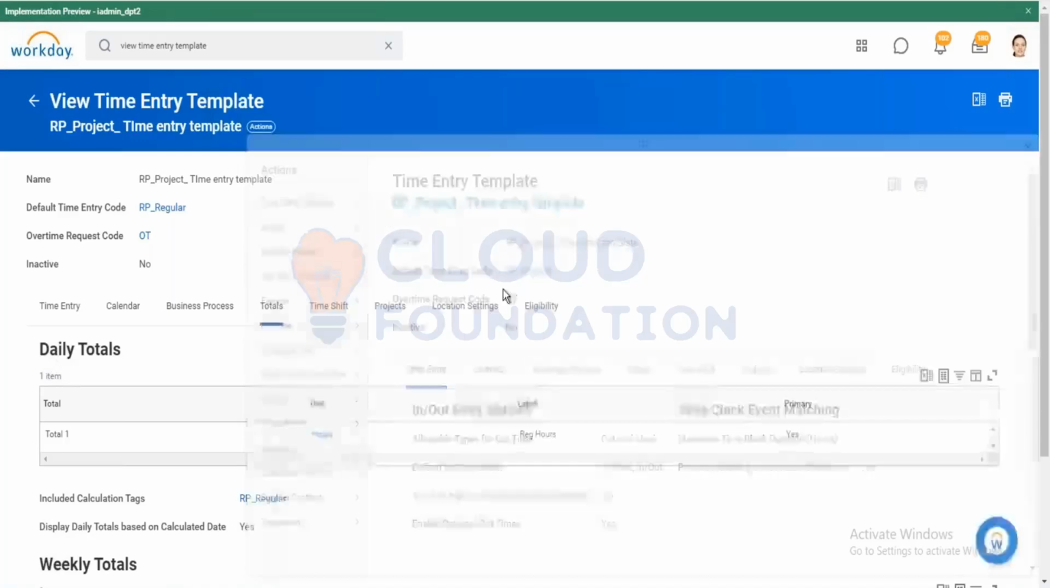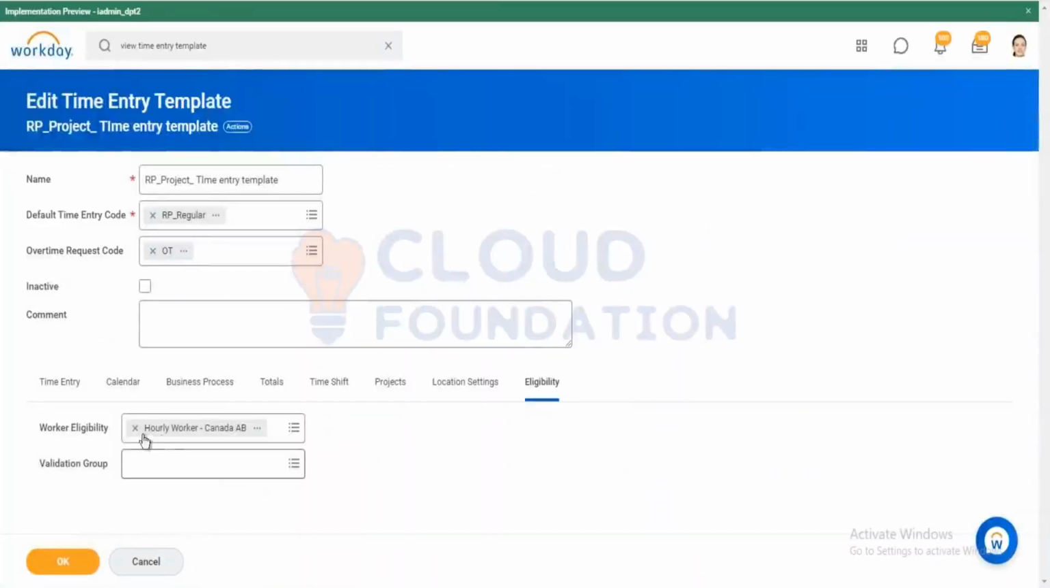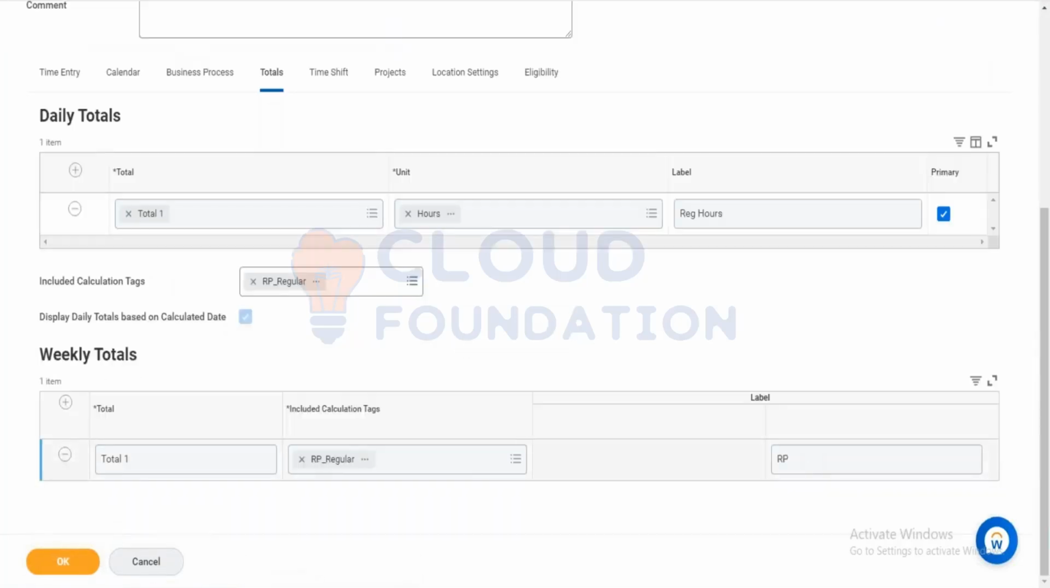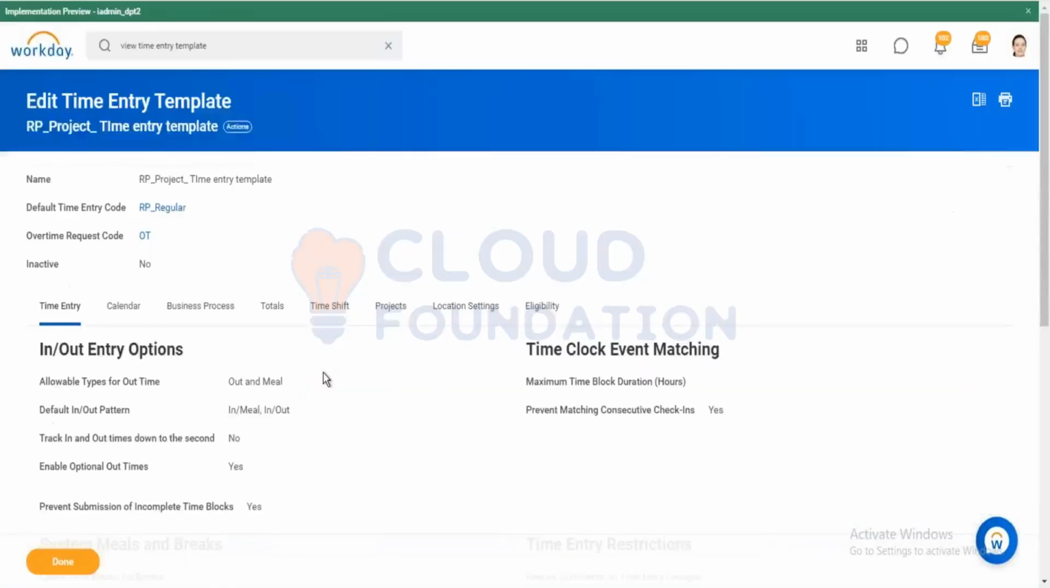Those values popped up on the screen because we mapped it under the totals part. Totals are basically showing the correct values on the time entry card as well as in the background calculation. We map tags, not the entry code. If I remove this, it won't affect anything. If the worker is eligible for the entry code, they will automatically be able to see those under the time entry card. That is the concept.